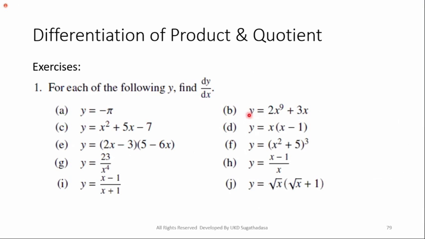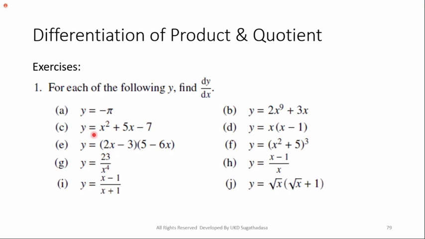The second one, 2x^9 plus 3x. What is du by dx? 2 is a constant. x^9 differentiation is 9x^8, right? When you differentiate 2x^9, 2 is a constant, x^9 gives 9x^8. Finally, you get 18x^8 plus 3. That's the answer. That's the differentiation of part 2.